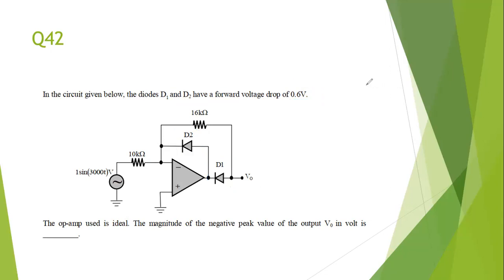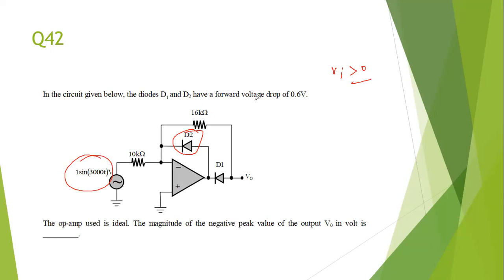Okay. So let's say initially V input equals 0. If V input is 0, then D1 and D2 are off. If D1 and D2 are off, then the output voltage is 0. And let's say V in is greater than 0, for the positive half cycle. For the positive half cycle, D2 will be off and D1 will be on, because D2 becomes reverse biased and D1 becomes forward biased for the positive half cycle.